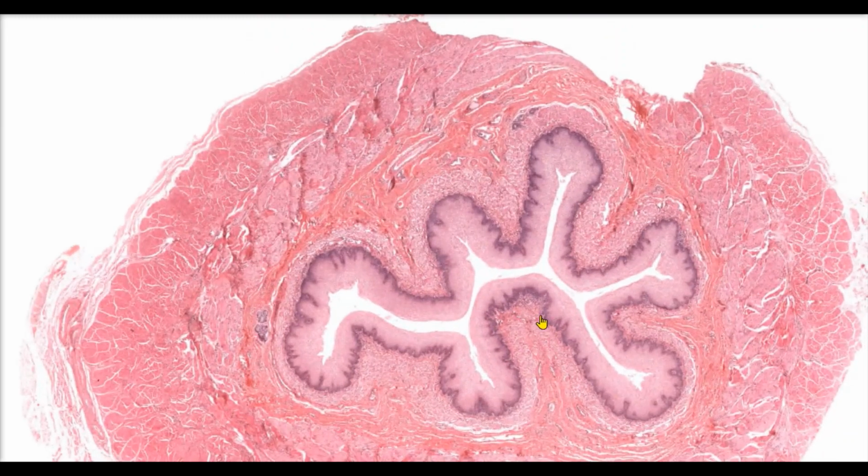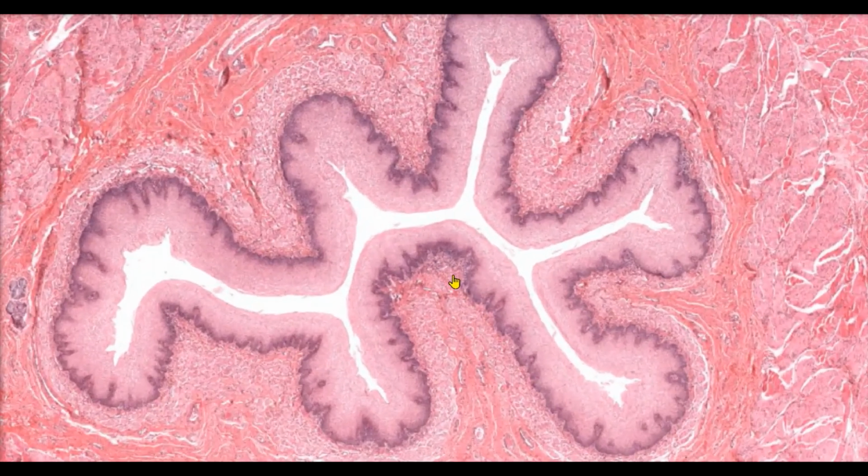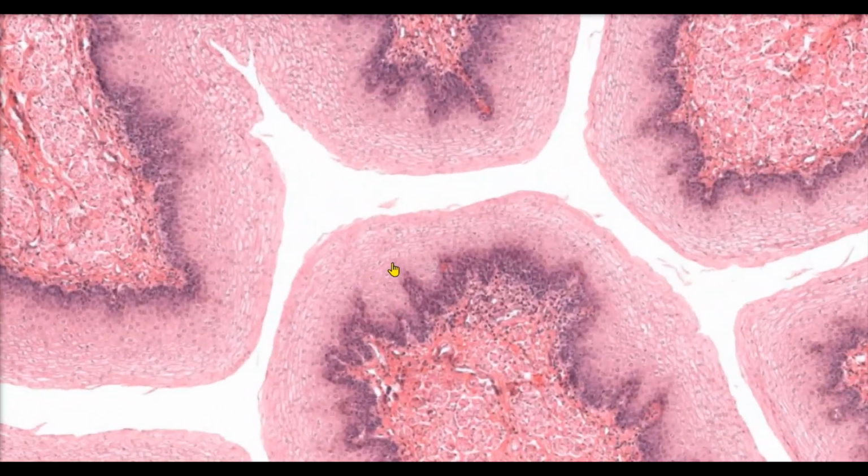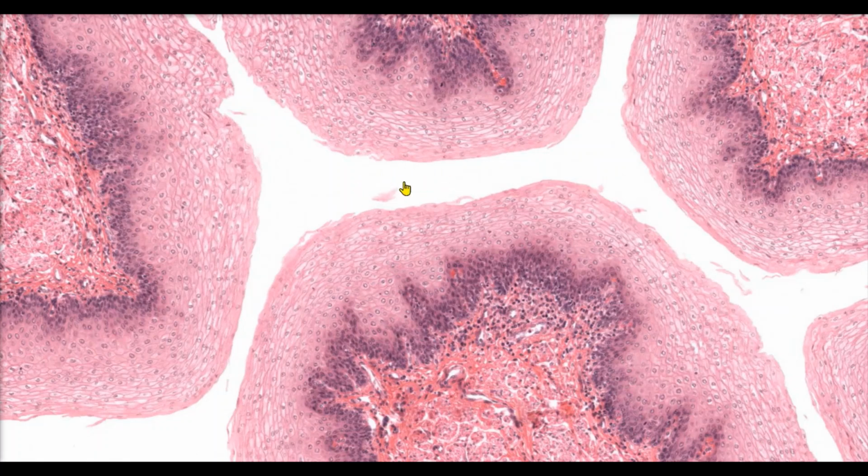Now, as we zoom in, we can see that kind of weirdly shaped white area. That's referred to as the lumen. So that's the inner passageway that travels through the esophagus. That's where food and liquid would be located. Now, as we zoom in, we can see that lining the lumen, we have our epithelium. Notice that this epithelium is multiple cell layers thick, and as the cells approach the surface of the epithelium, they flatten out. That's why we refer to this as a stratified squamous epithelium.